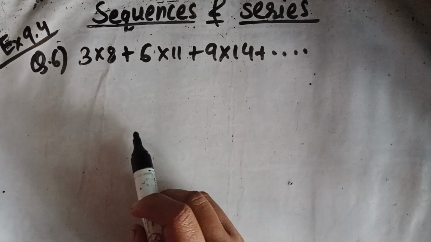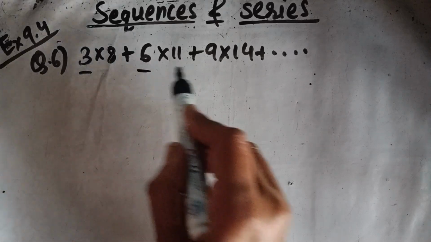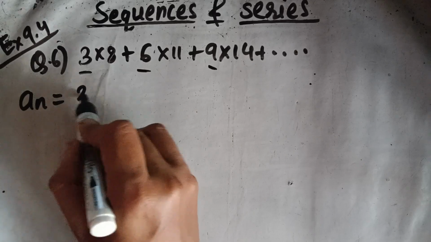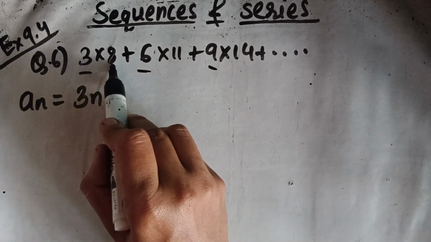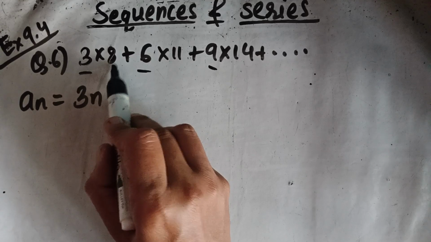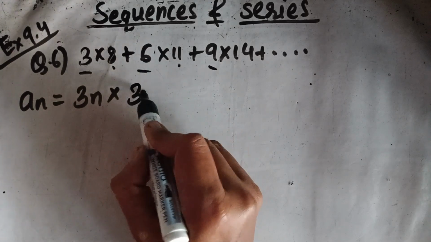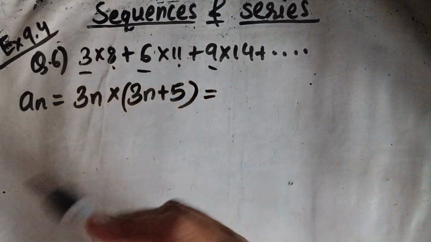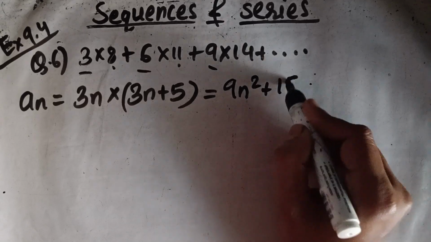Next question. So if you look here, this first numbers are the multiples of 3. Okay, so an is 3n into, this is 3 plus 5, right? This is 6 plus 5. So this is multiple of n is added to 5. Okay, so this is our n. So 9n square plus 15n.